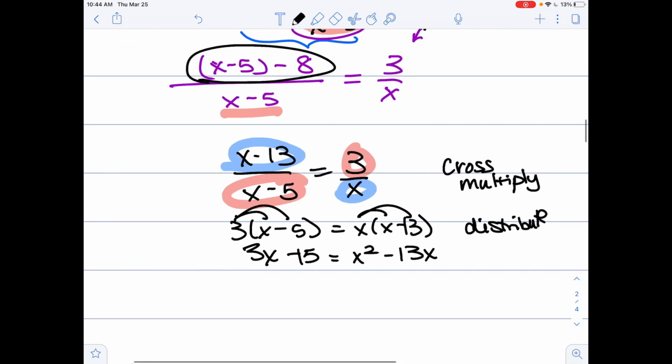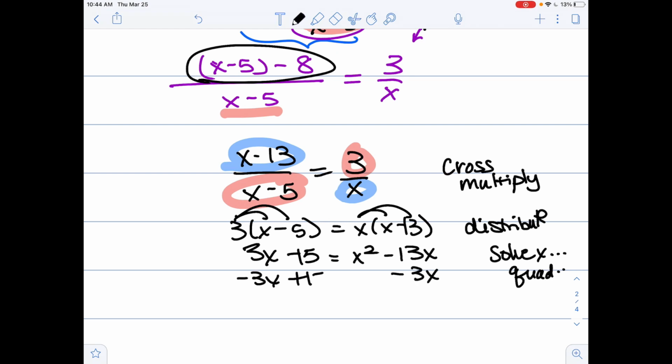So now again, we're going to solve for x, but remember this is a quadratic. So we need to get everything on the same side so that we can set it equal to 0. So subtract the 3x and add the 15. We get 0 equals x squared minus 16x plus 15.